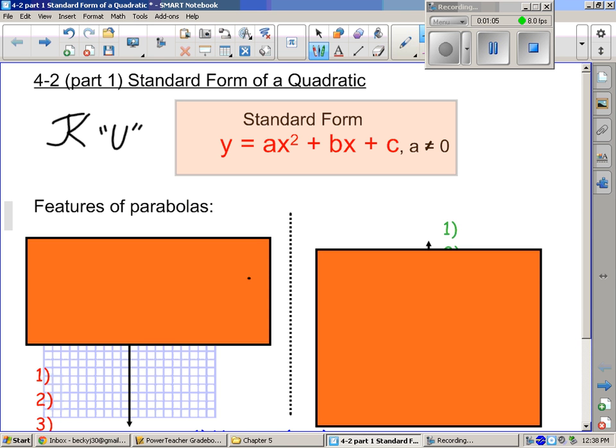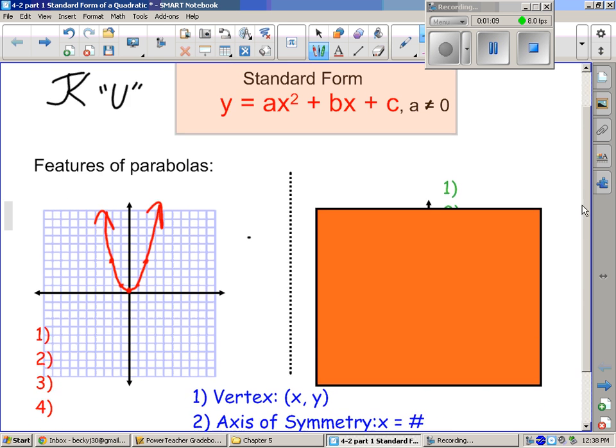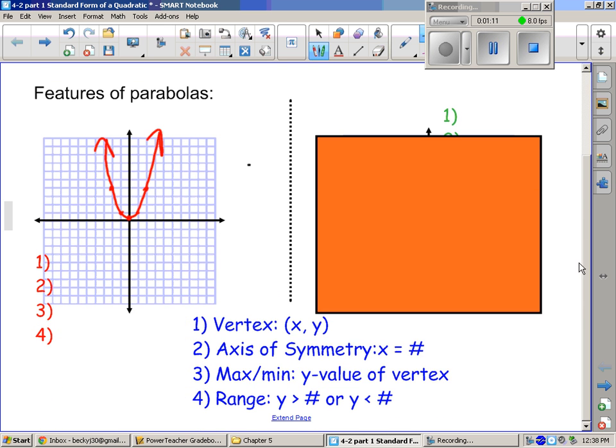Features of parabolas. See that beautiful picture there? It's a curve. It's a U shape. The first thing is the vertex. Vertex is your high or low point. In our case right here, it's at 0, 0. The next thing is the axis of symmetry.